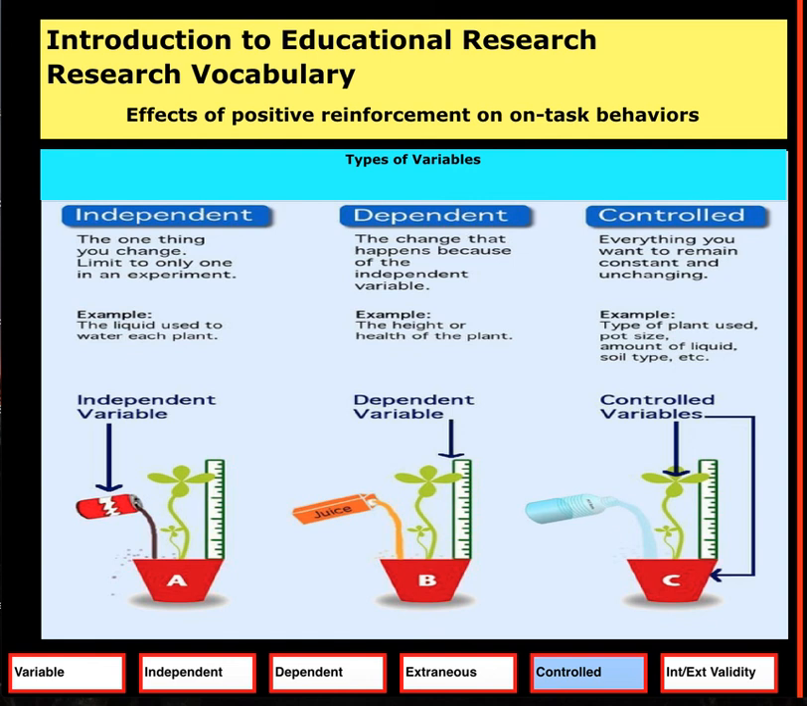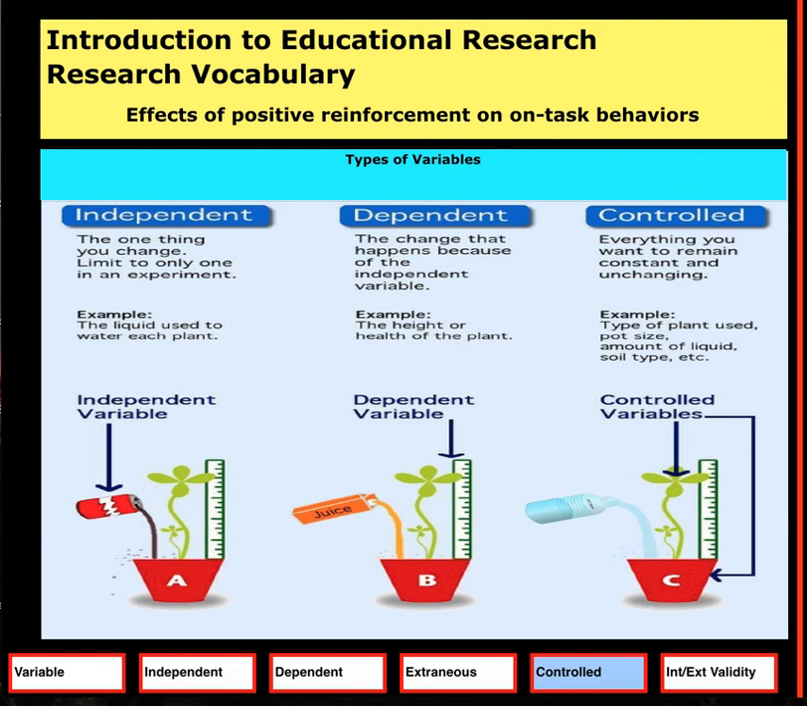And as stated earlier, it is important that all other extraneous and confounding variables are controlled so that the results of the intervention can be reliably calculated. So if you look at the diagram, we see the independent variable. And the example here is it's the liquid used to water each plant. And plant A is getting, looks like soda, looks like a soda can. Plant B is getting a juice, and plant C looks like is getting water. So those are the treatments.